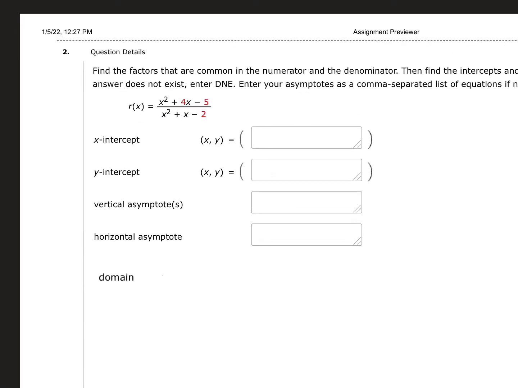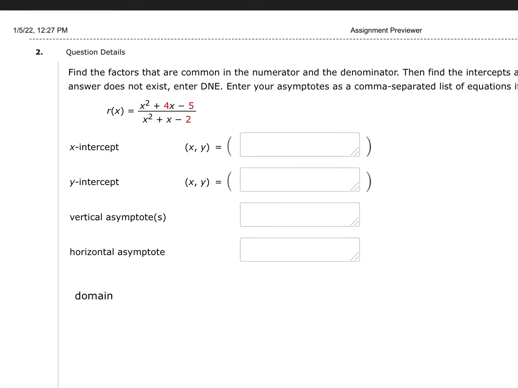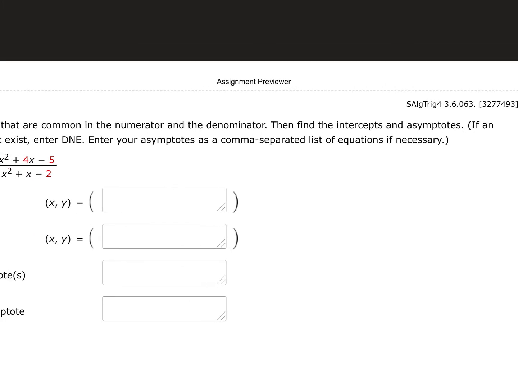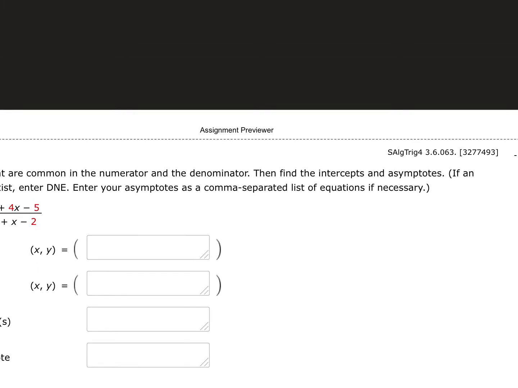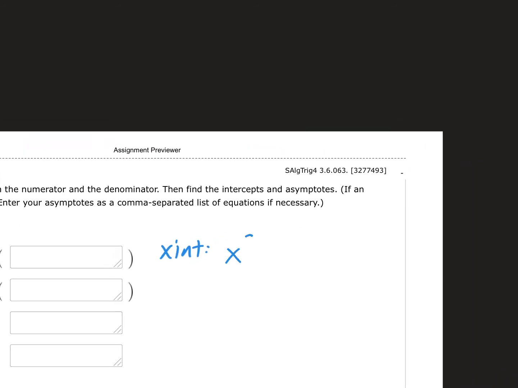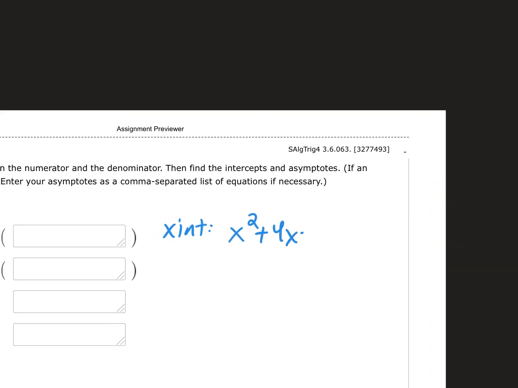All right, let's look at the next one. Very similar, right? Same setup. We're going through the same motions. Just make sure. So let's do our x-intercepts. Okay, so how do I find the x-intercept? Remind me again. Numerator equal to 0. The numerator is the one on top. So x squared plus 4x minus 5 equals 0, correct?